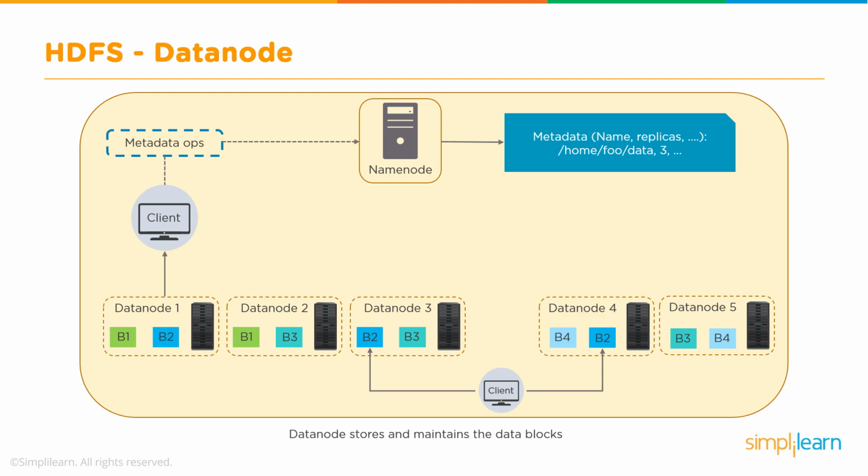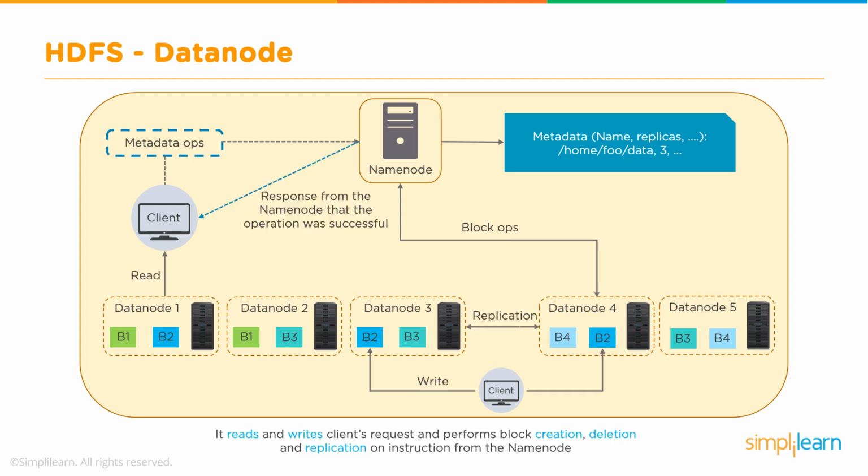Now we know that the Datanode stores and maintains these data blocks, and the Datanode is responsible not only for storing the blocks but also for retrieving them when the Namenode passes an instruction or asks for those blocks. Before we get into how reading happens, wherein a client talks to the Namenode, the Namenode sends the response, and that's how the client knows which data nodes are available to store the data.